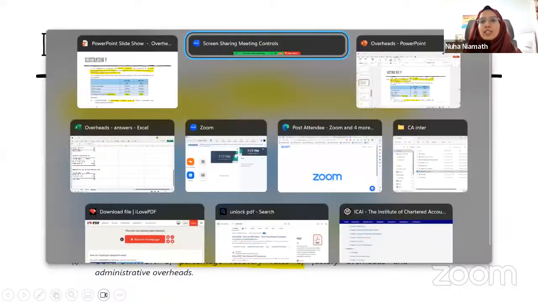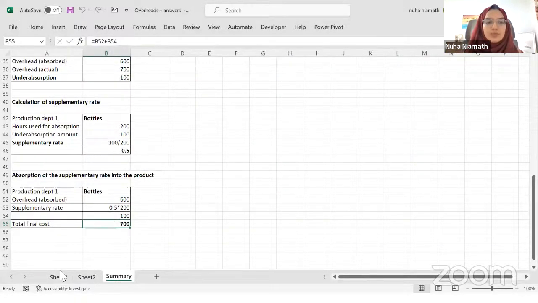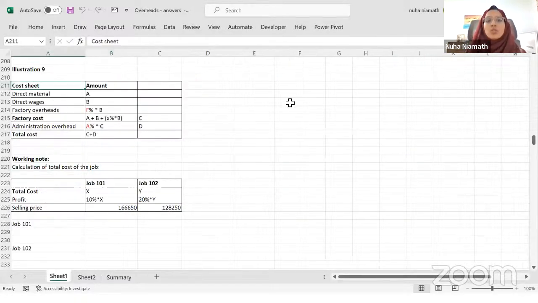So if you open the Excel sheet that I have shared for illustration 9, this will give you a brief idea about what a cost sheet is. The cost sheet will include your direct material, which let's say is A, your direct wages, which is B, your factory overheads in this case, which is a percentage of your direct wages. We don't know what the percent is, so let's keep that as F% into B, your direct wages. Then we have our factory cost. Factory cost is the direct material plus direct wages plus the factory overhead. So that's A plus B plus the F% of B.